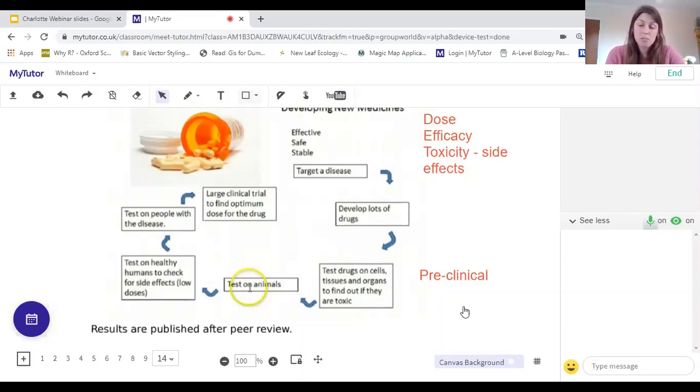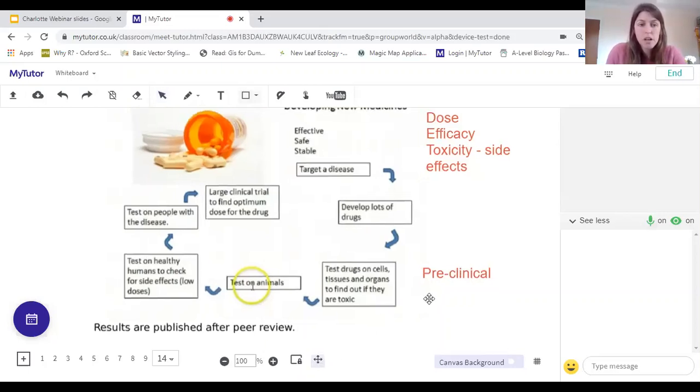That's why we test medical drugs on animals normally. Cosmetics, we don't test on animals anymore, and anything else that isn't to do with health. So testing on animals is usually a last resort, but it does happen for medical drug development.